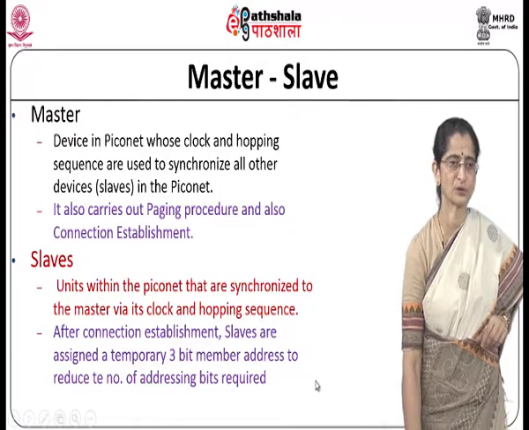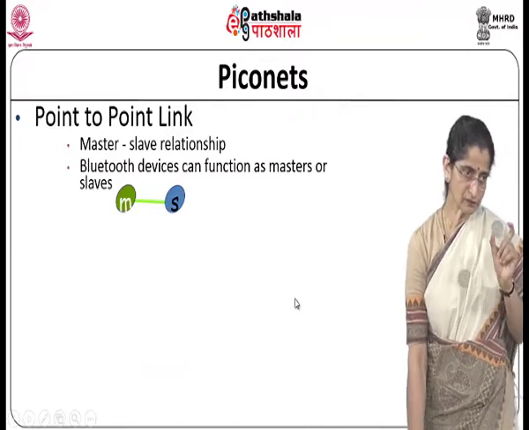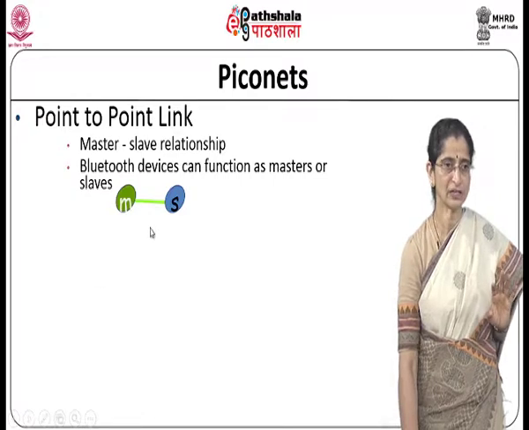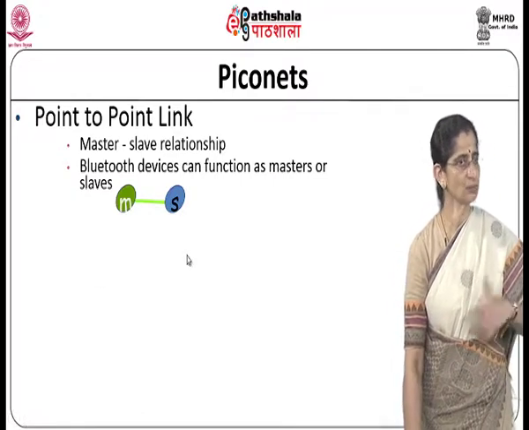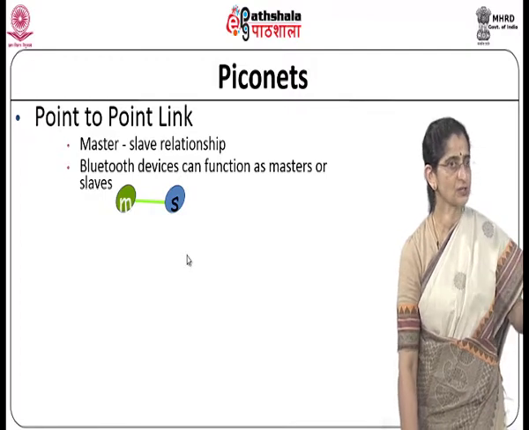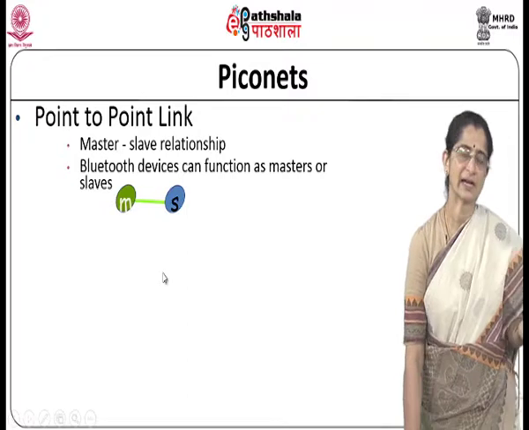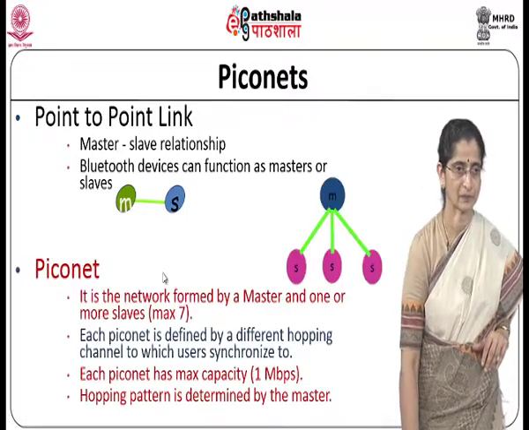Okay. So, it is basically to reduce the number of addressing bits that are required. Now, when you talk of these piconets, it is essentially a master-slave relationship that is supported. A Bluetooth device can either function as a master or as a slave. You would have seen this when you are, for instance, using Bluetooth to connect two mobile devices, right. One will act as a master, the other can act as a slave. Any of them can act as a master and any of them can act as a slave.